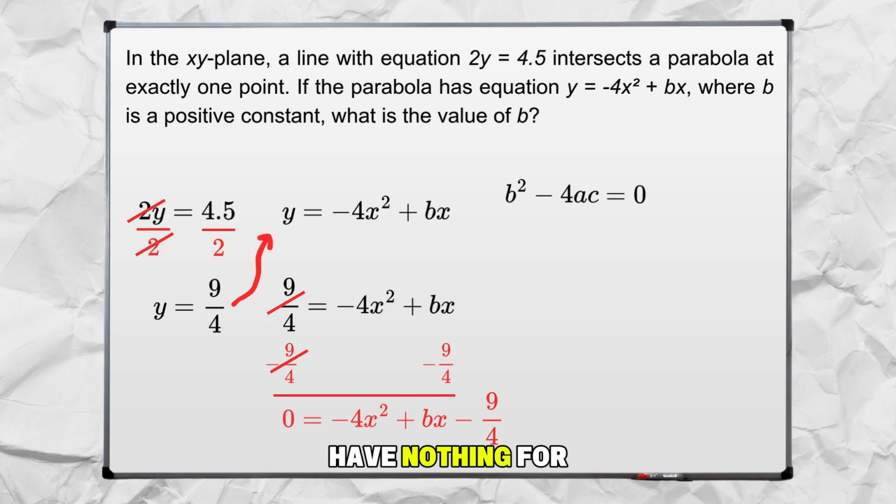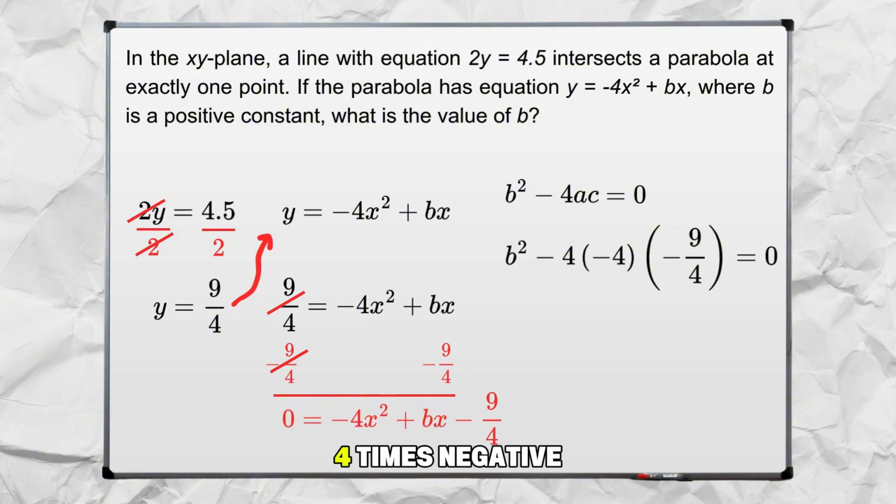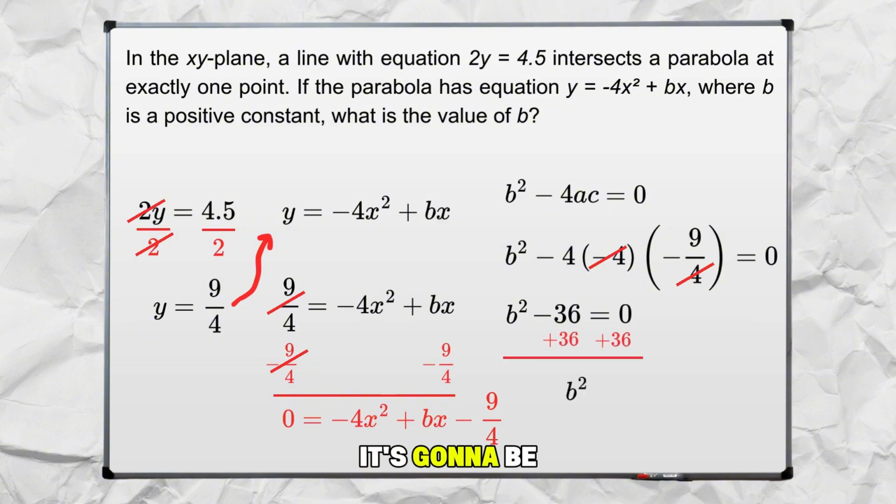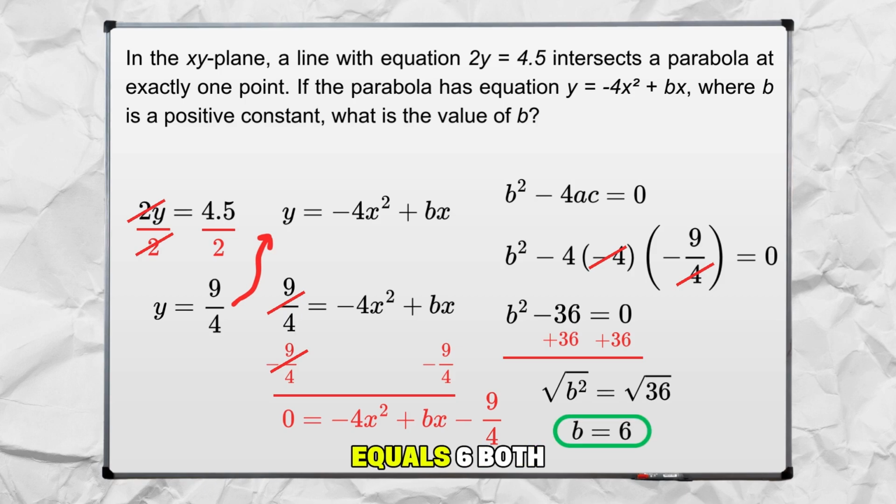Now I plug all these components back in. I have b squared minus 4 times negative 4 times negative 9 over 4, and that's going to equal 0. I have b squared, and these two cancel out. That's going to be b squared minus 36 equals 0. I'm going to add 36 to both sides. It's going to be b squared equals 36, square root both sides, and then b equals 6.